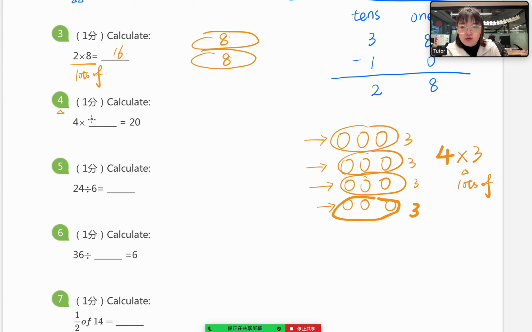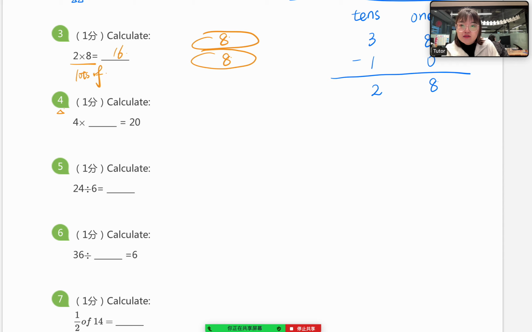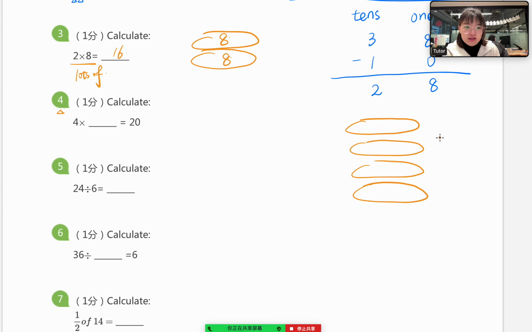And then for question 4, 4 times a number equals 20. How can we solve it out? So what's the meaning of it? It means 4 rows of something will be 20. So there will be some groups. 1 group, 2 groups, 3 groups, and 4 groups. And the total amount will be 20. And think about it. How many in 4 rows of what will be 20? So we can write it down, because 4 rows of 5 will be 20.